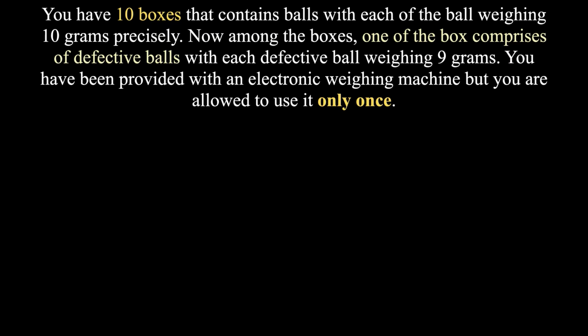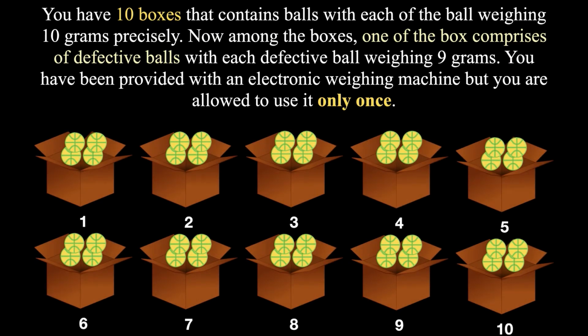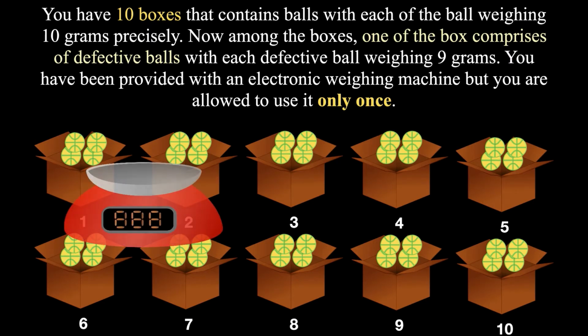You have 10 boxes that contain balls, with each ball weighing 10 grams precisely. Now among the boxes, one of the boxes comprises defective balls, with each defective ball weighing 9 grams. You have been provided with an electronic weighing machine, but you are allowed to use it only once. Can you find the box with the defective balls? The puzzle looks difficult, but by the time you understand the solution, you will find that it was way easier than you were thinking.